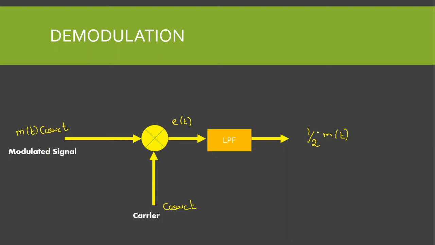Now in this case, the message signal has an amplitude half of the original message signal. So that's why we need to multiply with 2 cosine omega ct. If we multiply with 2 cosine omega ct, we are going to get the original signal, which is m of t. So this is the block diagram of the demodulation. Now let us perform it mathematically.